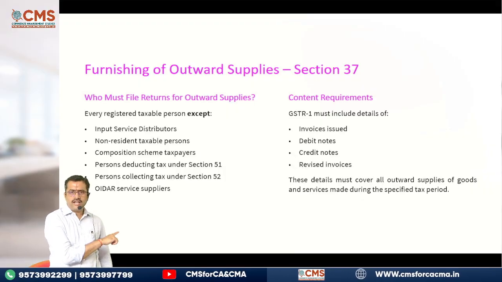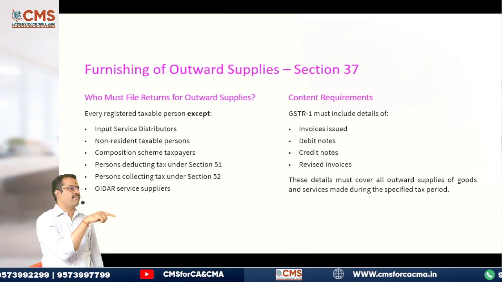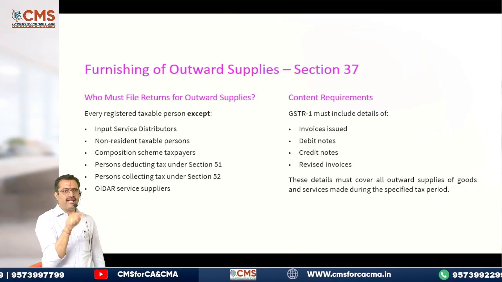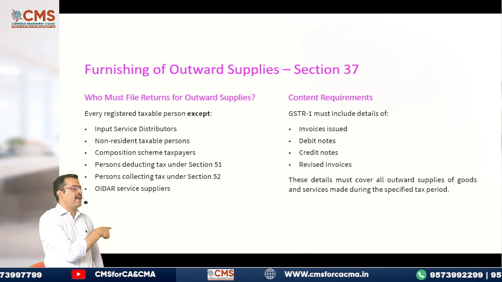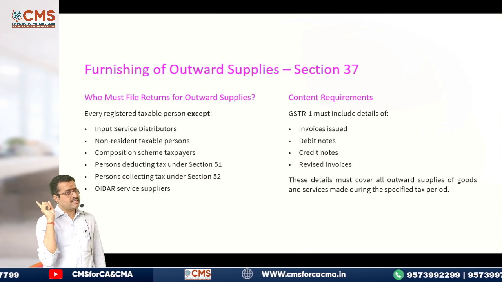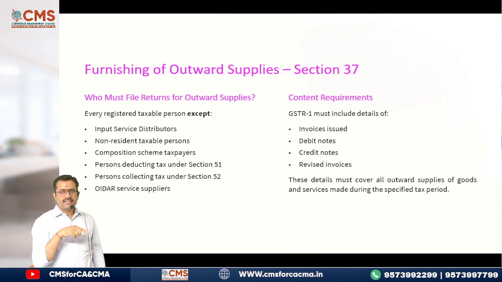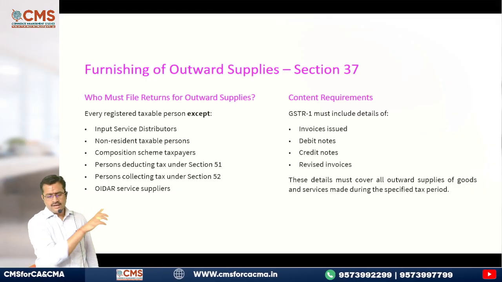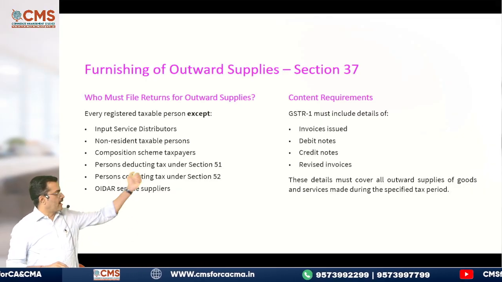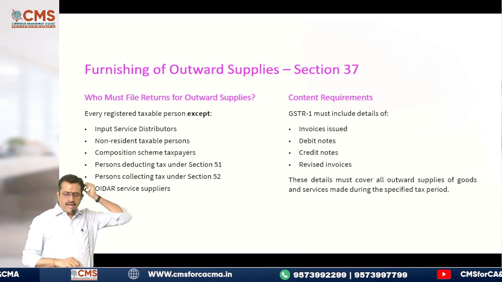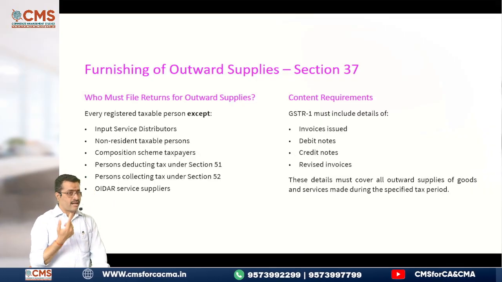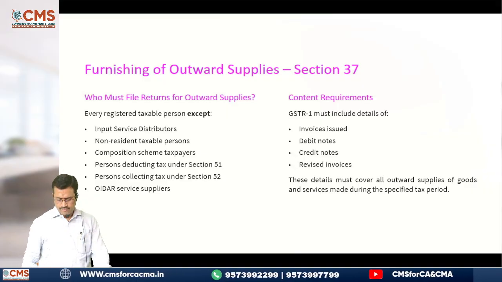Then, persons who are deducting TDS under 51. GSTR 7 is there. Persons who are collecting TCS under 52. GSTR 8 is there. Lastly, OIDAR services. That is, your GSTR number 11 also is there. Since separate forms are there, for them GSTR 1 is not applicable. Then, what all it should include? See there, invoices issued, then debit notes, credit notes, revised invoice. I told no amendments and all. That revised invoices and all also should be there.